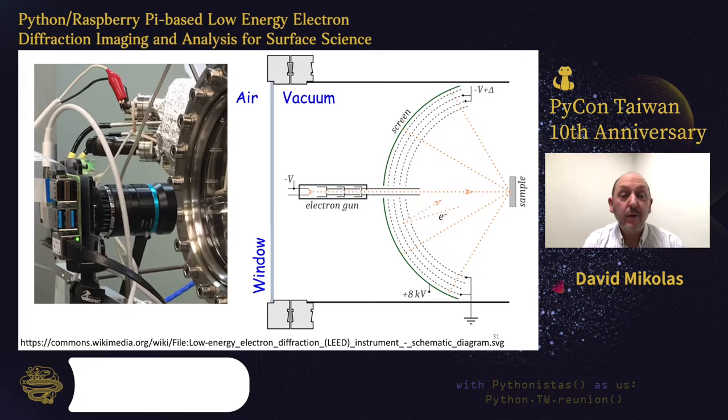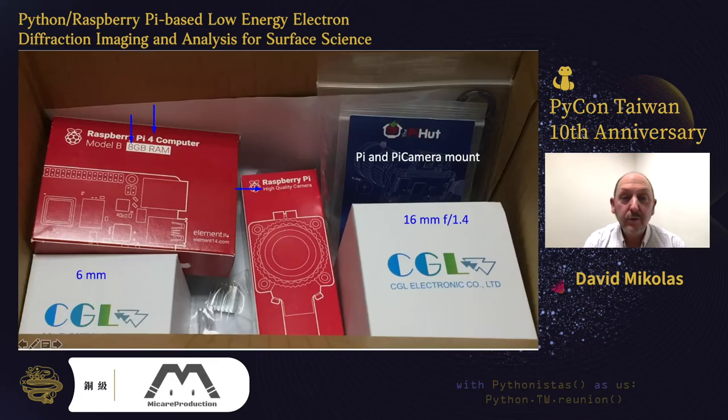So here's what the Raspberry Pi camera looks like. Here's the lens, the Raspberry Pi itself, here's the Pi cam, standard camera mount, so it's very easy to hold on to. Here's, open up the box, and you want the best Raspberry Pi you can get. This is a Pi 4, 8 gigabytes of RAM on board, Raspberry Pi high quality camera. The lens we use, 16 millimeter, which is really a zoom lens, f1.4, which means it's large aperture, so we capture a lot of light. But you may want to do other projects, so we also got a 6 millimeter lens for a wide angle, and a really nice mount to hold the Raspberry Pi and the Pi camera together.